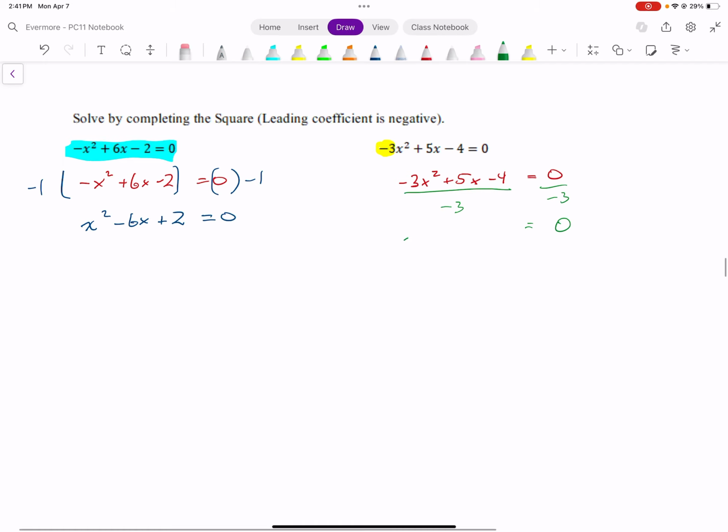The left-hand side will just yield x squared minus 5x over 3 plus 4 over 3. Now, this will be incredibly tough to complete the square. So many fractions everywhere. But I believe in you. You can do it.